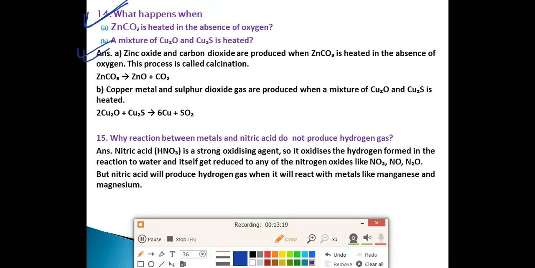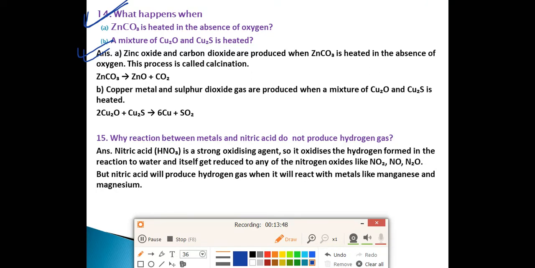What will happen when we heat zinc carbonate in the absence of oxygen? So we know that we have read about calcination and roasting process in metallurgy. So what is calcination? Calcination is used for carbonate ores. In that, carbonate ores are heated in the absence of oxygen to get the respective metal oxide. But in roasting, what we have read? In roasting, the sulfide ores are heated in the presence of excess of air and we get the metal oxide.